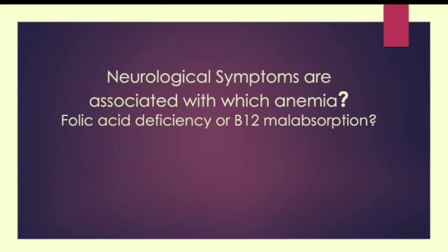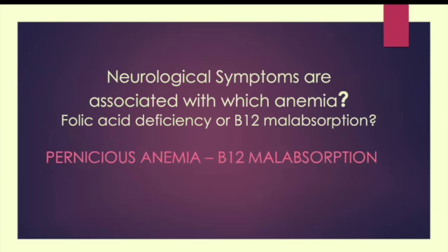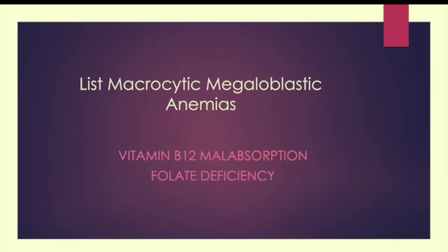Neurological symptoms are associated with anemia. Would it be your folic acid deficiency or your B12 malabsorption? That's your pernicious anemia, which is your B12 malabsorption. So would you be able to list the macrocytic megaloblastic anemias? I think you can. I would think it's the B12 and the folate deficiency.